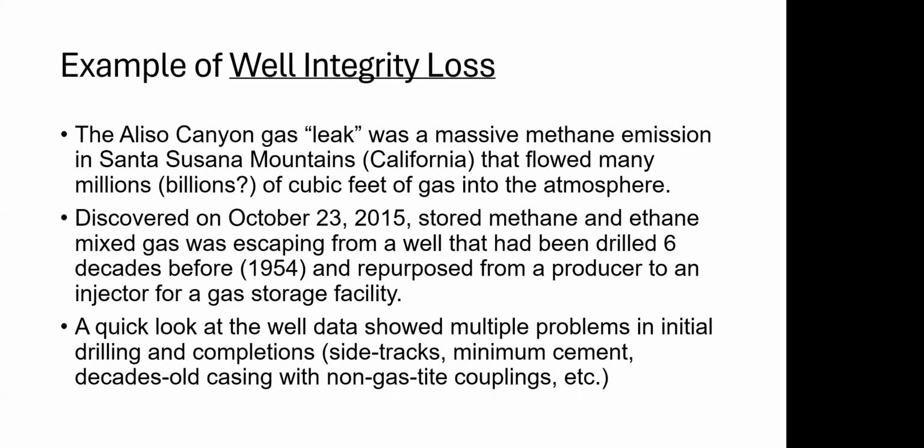All right, here's an example of well integrity loss, and this is the Aliso Canyon gas storage well out in California. This was a few years ago, about 10 or so. They used old producing wells to form the injection and retrieval wells in this gas storage area. I got the records of this well that was leaking about a day after the well started leaking. I got to look at that, and I found that the well had been drilled in 1954, had two sidetracks, only had 700 feet of cement that I could see from the plans in a well that was thousands of feet deep.